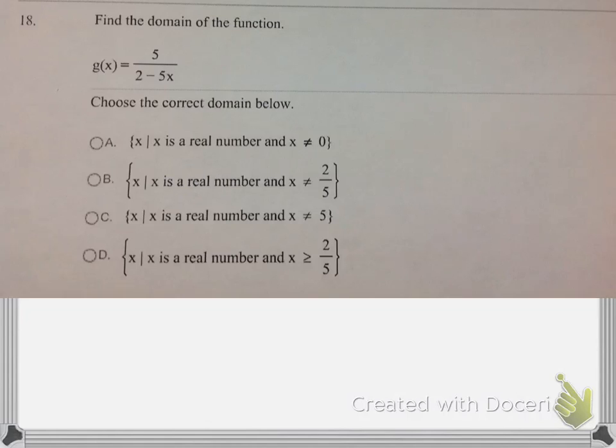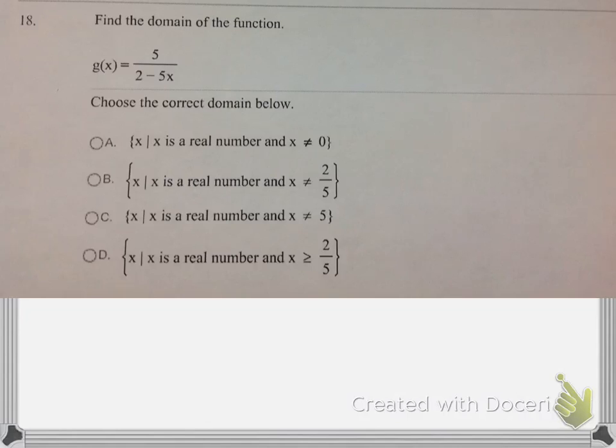So this one has a fraction involved. Since there is a variable in the denominator, if that variable was not in the denominator and there was just a number down there, then we could say all real numbers. But because there's a variable down there, there is some number that will create a 0 in the denominator. Now it's kind of hard to see what this is, but can we all agree that the denominator cannot be 0? We can all agree on that, right?